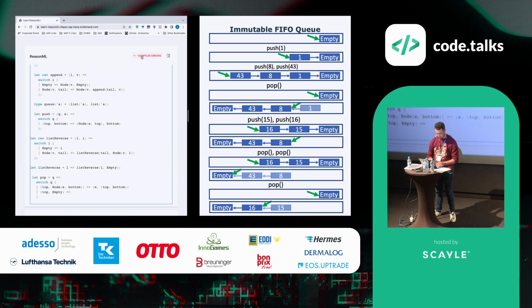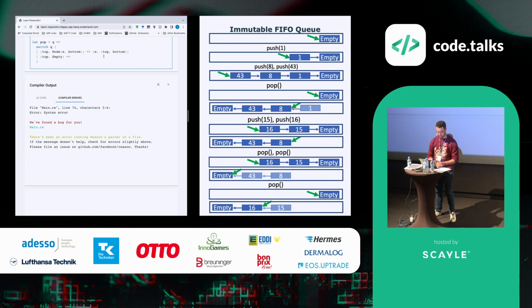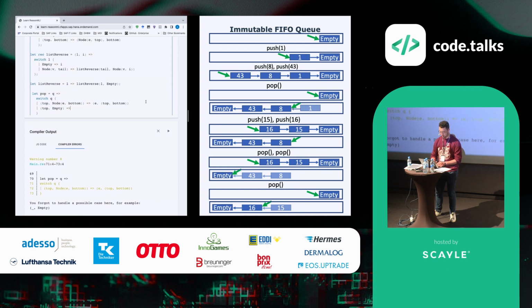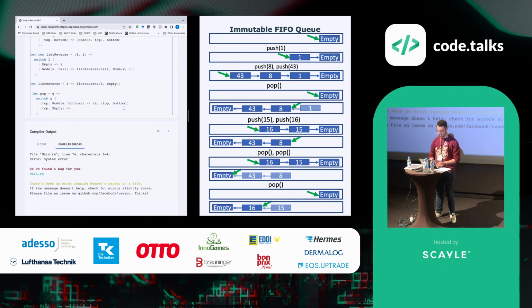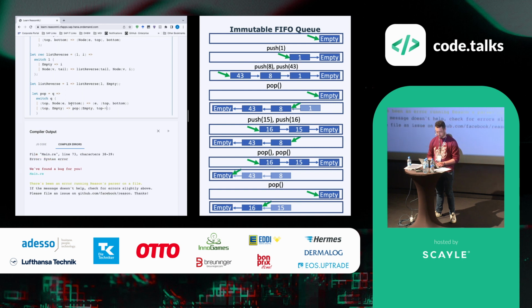Okay, now we have some compile errors. Let's check them out. That's probably because we haven't implemented this case yet. Yes, we forgot to handle the case here. Okay, let's do that. Now that we know how to reverse a list, let's do just that. Say we want to pop an element from the queue that has an empty bottom list, and the reversed top list as the bottom list.